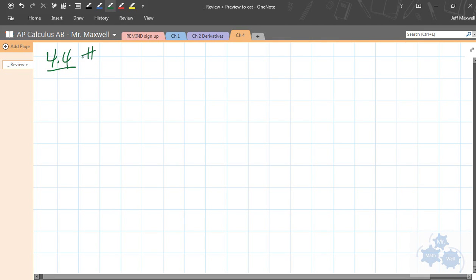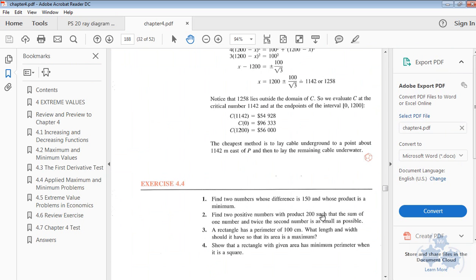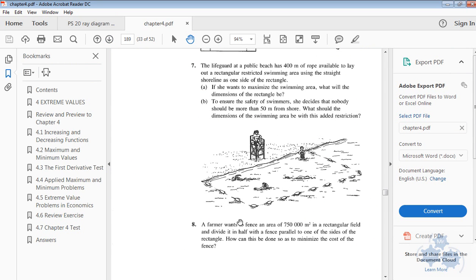Calculus 30, 4.4 optimization, number 8. Let's get to that textbook and see what it says here. A farmer wants to fence an area of 750,000 square meters in a rectangular field and divide it in half with a fence that's parallel to one of the sides of the rectangle.